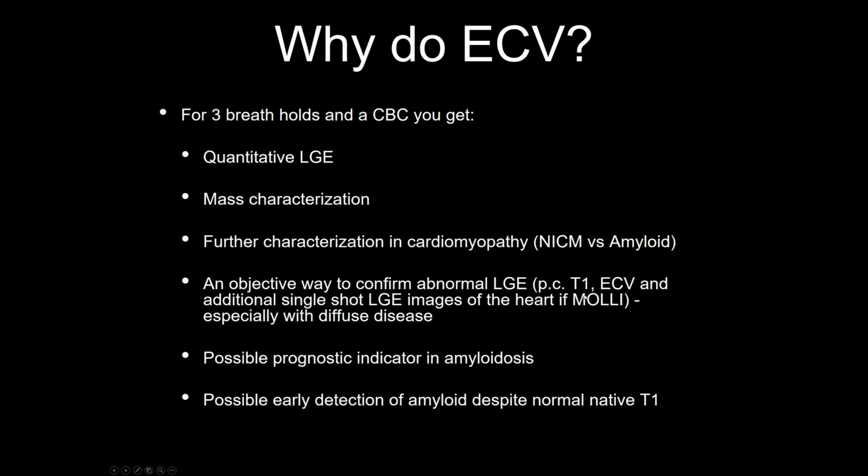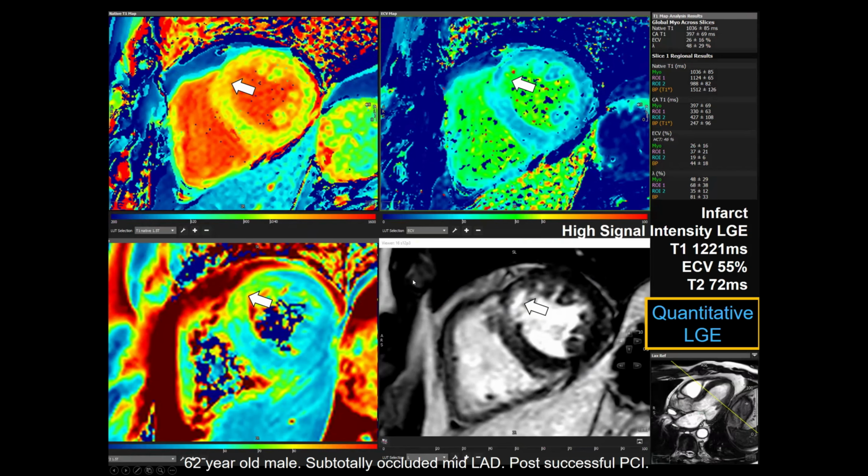Well, for 3 breath holds and a CBC, you get quantitative late gadolinium enhancement of sorts, mass characterization, further characterization in cardiomyopathies to help you distinguish non-ischemic cardiomyopathy from amyloid potentially, an objective way to confirm abnormal late gadolinium enhancement, possible prognostic indicator in amyloidosis, and possible early detection of amyloid despite normal native T1 values.